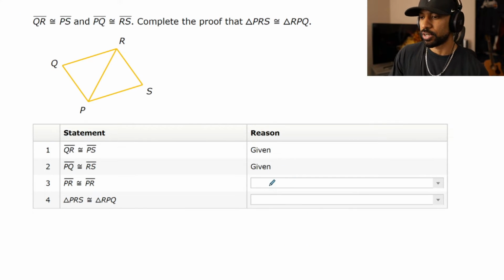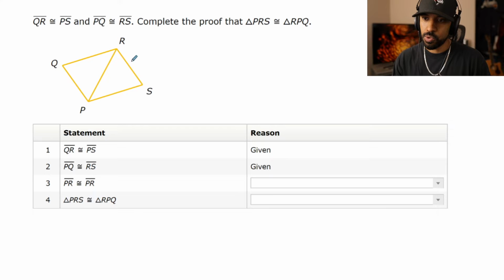Okay, so now you can tell that you're going to have to build one for yourself here, see what it's going to be. We are given segment QR is congruent to segment PS. So QR with PS right here. QR and PS are congruent. PQ is congruent to RS right here. Those are givens. They're already stated, but we got to mark it.